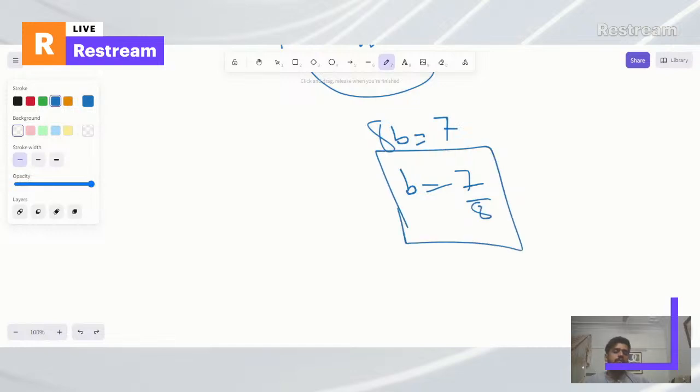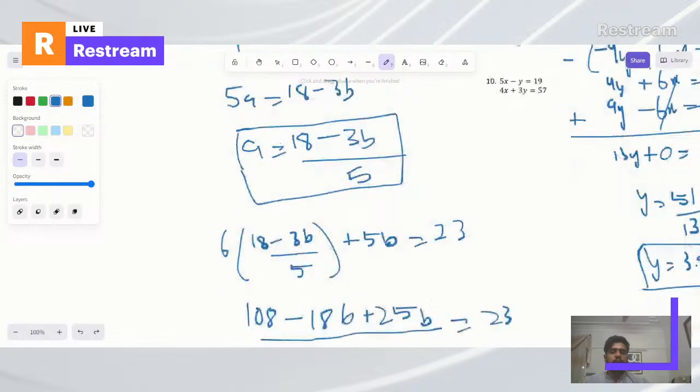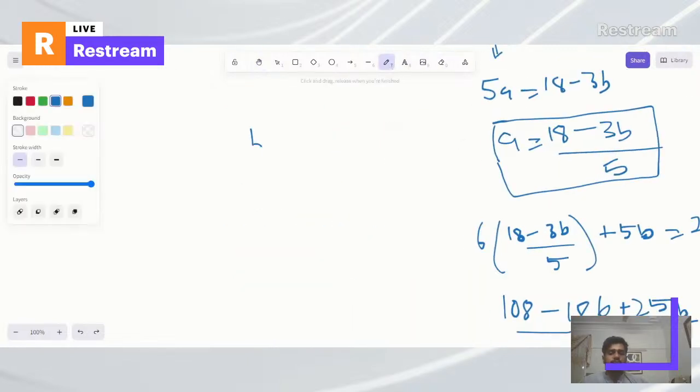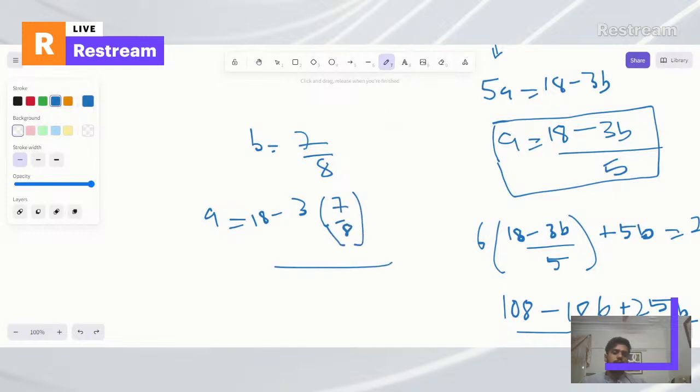Now we want to substitute the value of b in a equals 18 minus 3b divided by 5. So let's do that. Our b is equal to 7 over 8, right? So let's substitute the value of b. So 18 minus 3 times 7 over 8, divided by 5.